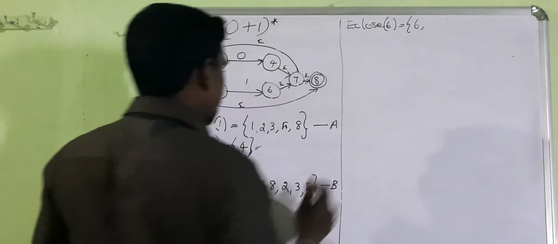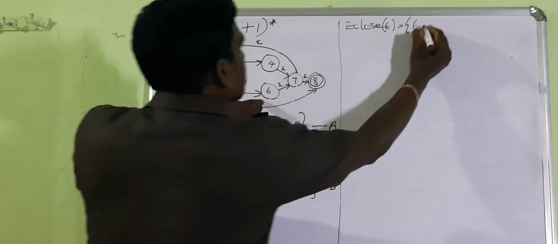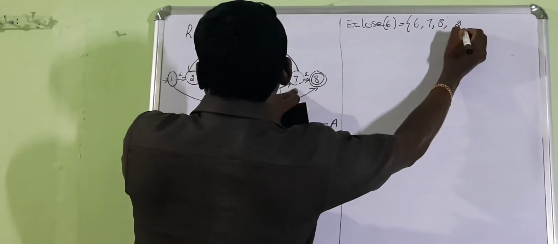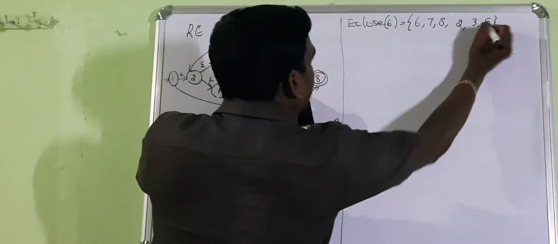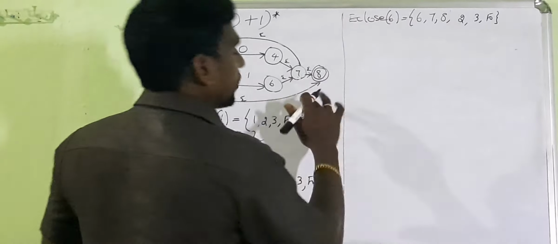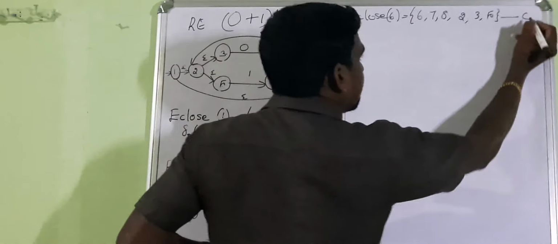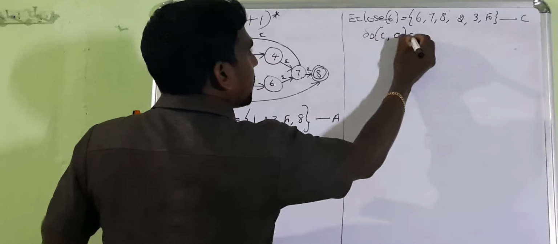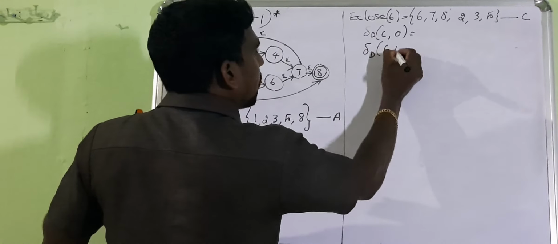Okay, you just refer unit 1. So from 6, the e-closure is 6 comma 7 comma 8 comma 2 comma 3 comma 5. I have to check the previous A and B. There is no 1 here, there is no 4. So it is a new state, so I will mark it as C. Right? Now delta D of C comma 0 and delta D of C comma 1.